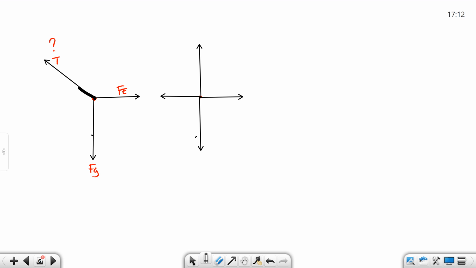Why to the left? That force, you see the way that force is? It's between up and left. Once you get that right, the second thing to get right, I'll tell you now. This is T vertical, TY. This is FG. This is FE. And this is what? TX.